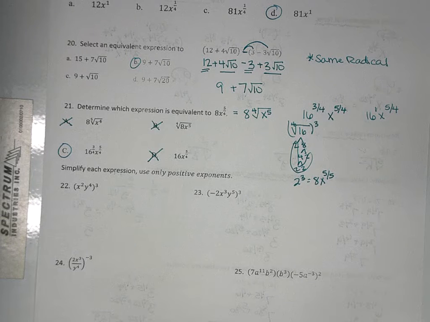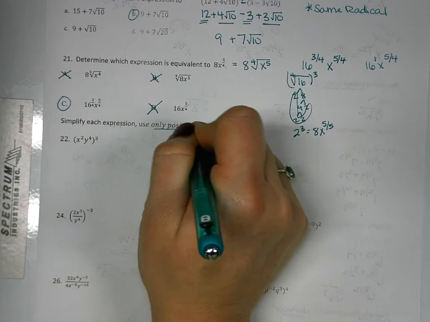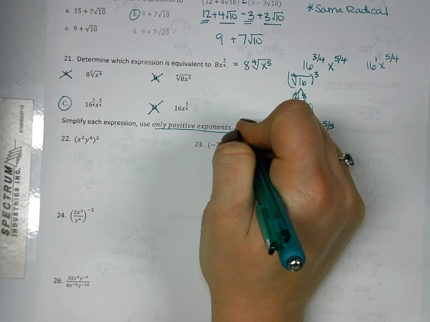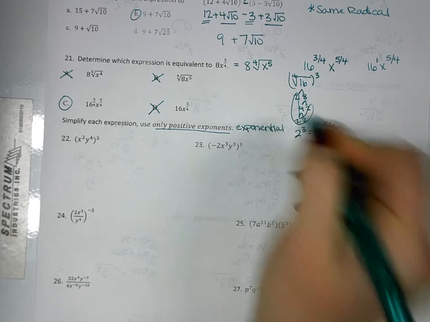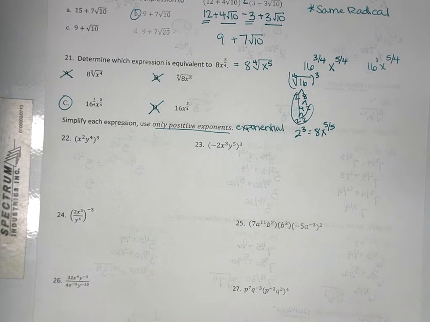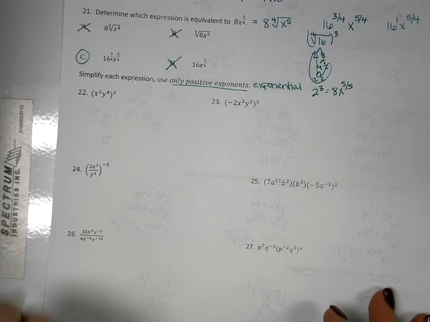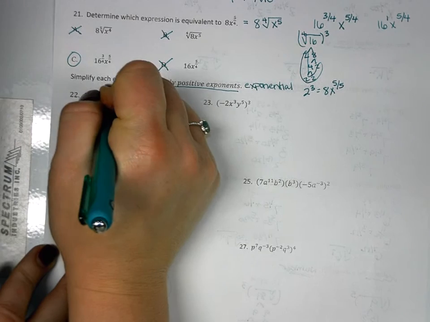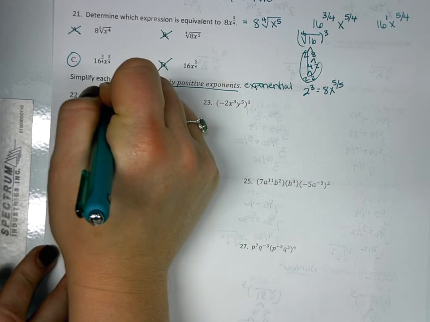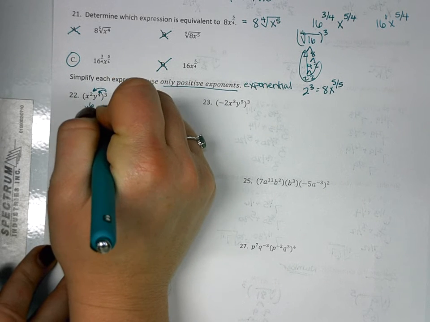All right, last set. We're simplifying, use only positive exponents. So that's another way of saying exponential form, not radical form. Okay, so let's see. I have a 3 on the outside of my parentheses. I'm going to put it to both. So x to the 6th, y to the 12th, and we're done.